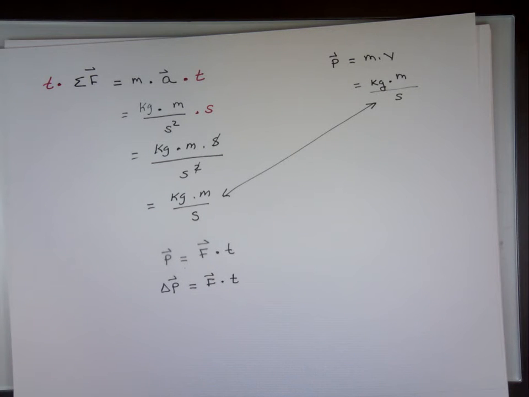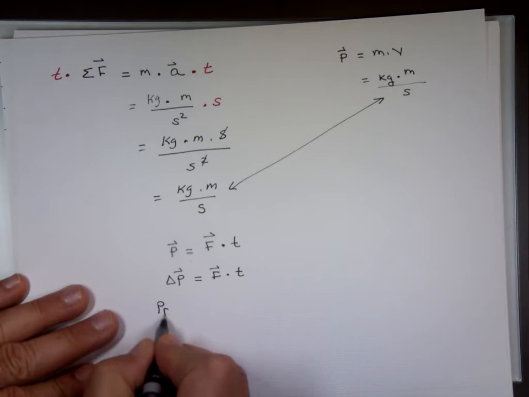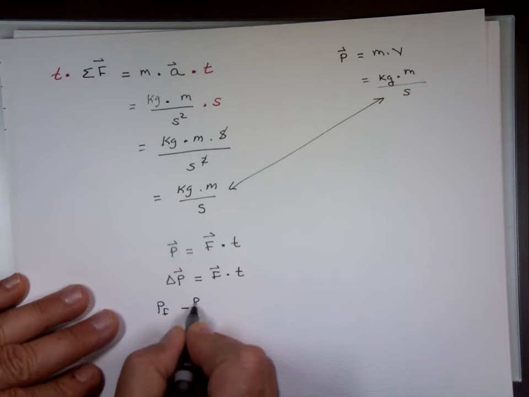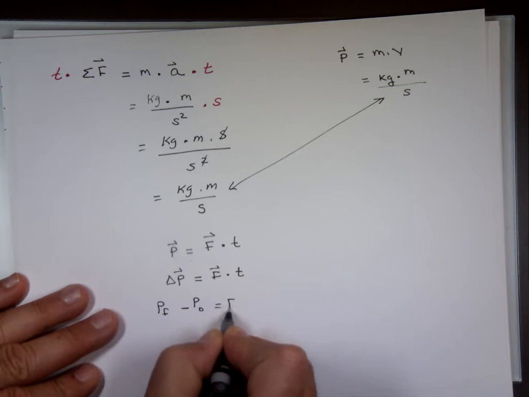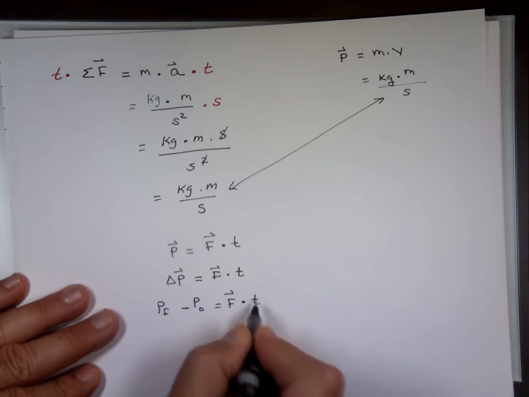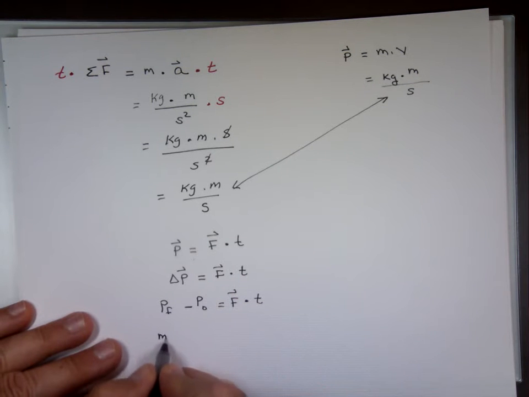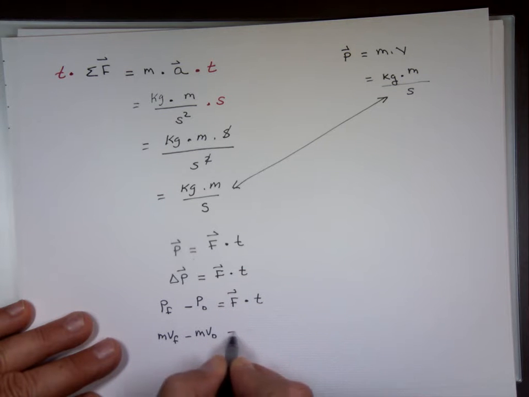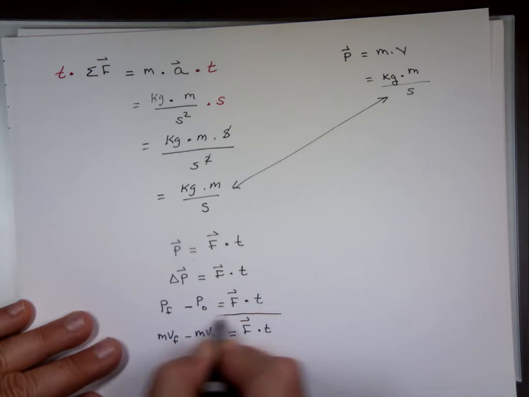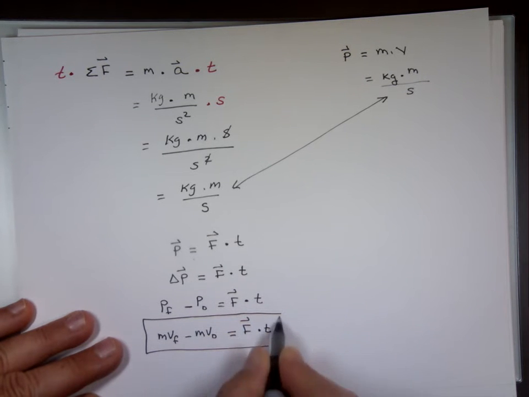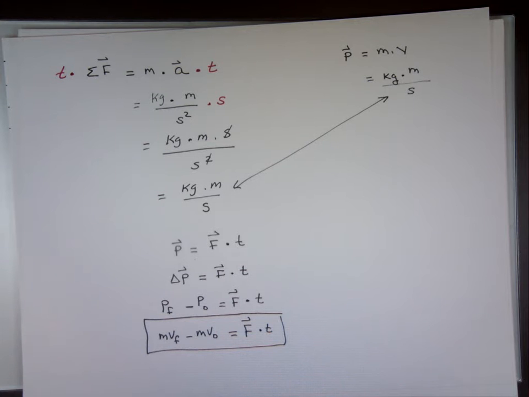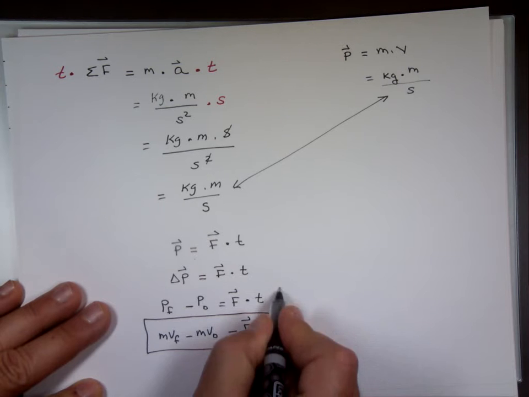What is a change in momentum? It is the final momentum minus the initial momentum. And here's my equation: the mass times final velocity minus mass times initial velocity is equal to F times T. That's the equation I was trying to derive. Or the change in momentum, the one above it, is equal to force times time.